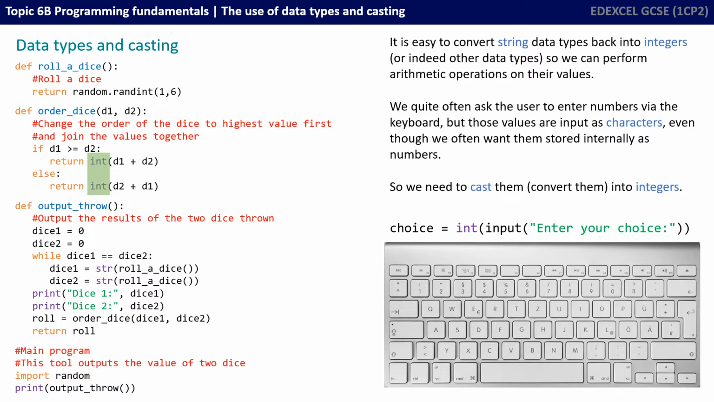We quite often ask the user to enter numbers via the keyboard, but any value entered from the keyboard is inputted as characters, even if we often want them stored internally as numbers. So when someone presses 6 on the keyboard, they are not entering the number 6, they're entering the ASCII character 6. So it's quite common to cast or convert them into integers. So here we have a line of code, choice equals int, input, enter your choice. That's taking an input from the user, they press a key on their keyboard, and the result of that key is then cast or converted into an integer data type.